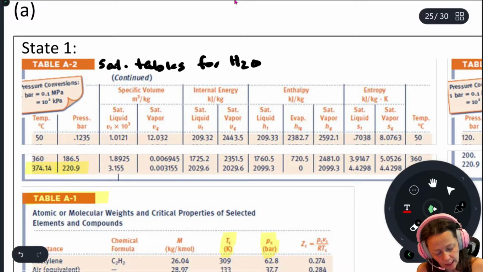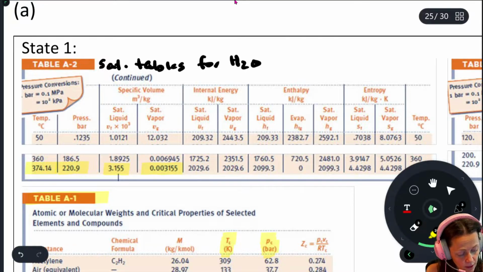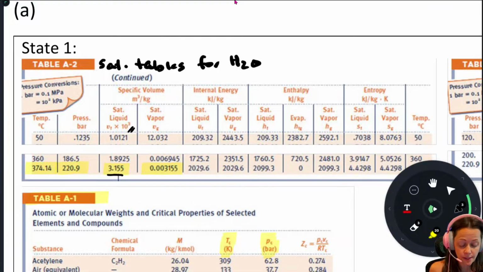What you'll notice is that this number and this number are the same, because remember the first one has already been multiplied by 1,000. So they're both 0.003155. And that makes sense. So let's see why that makes sense.